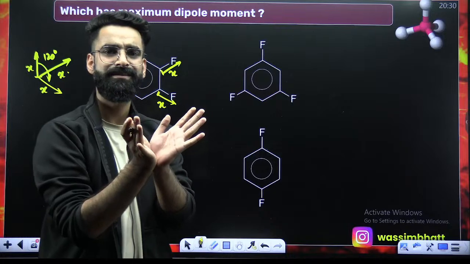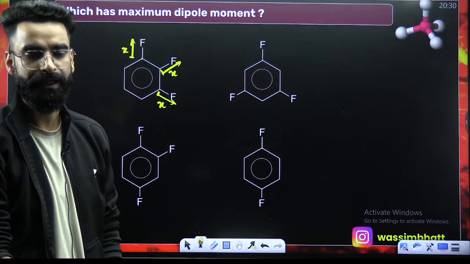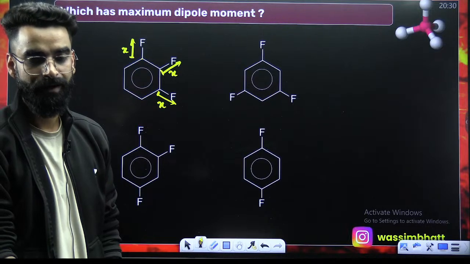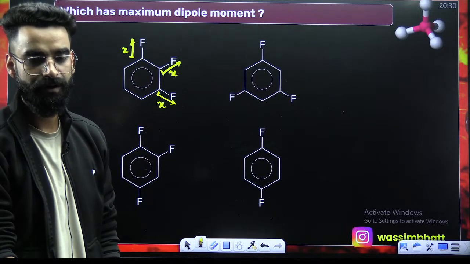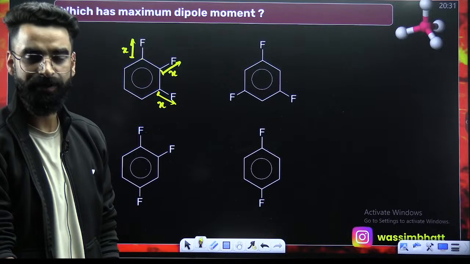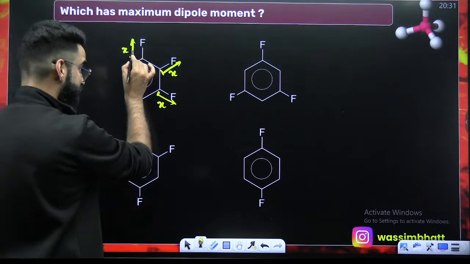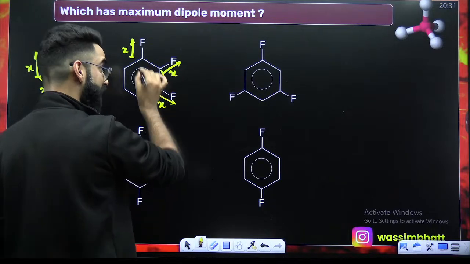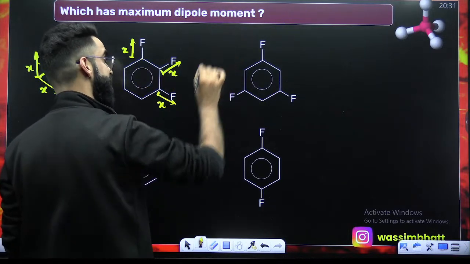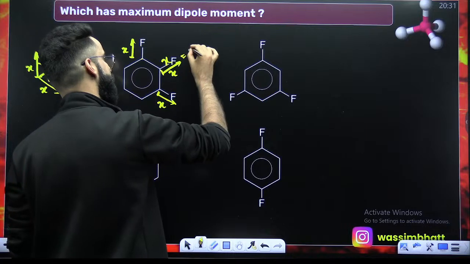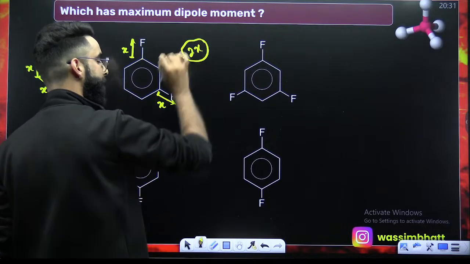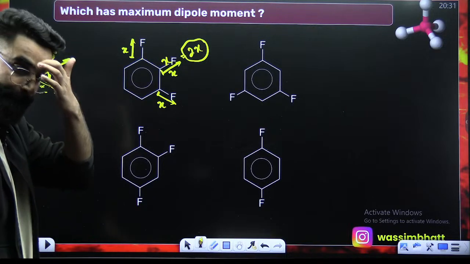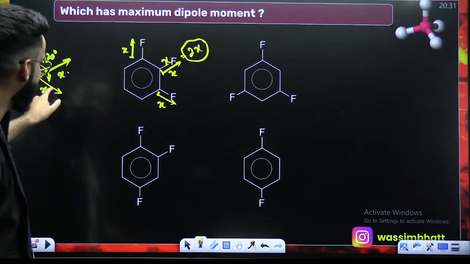X and X at an angle of 120. Resultant will be how much? Resultant will be X only. So resultant of this and this will be X in this direction. Already there was X in this direction. Now the resultant of these two, that's also X, which is in this direction. So X plus X makes it 2X. Do you understand this? X and X.